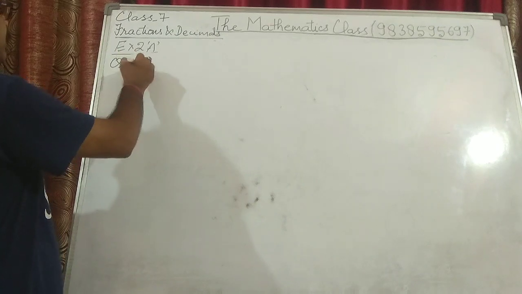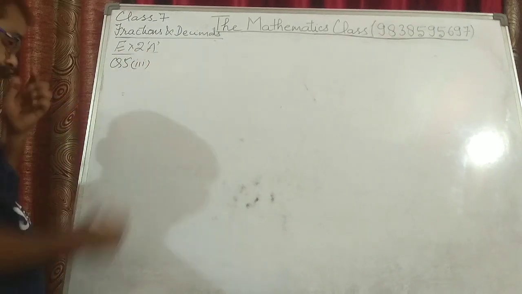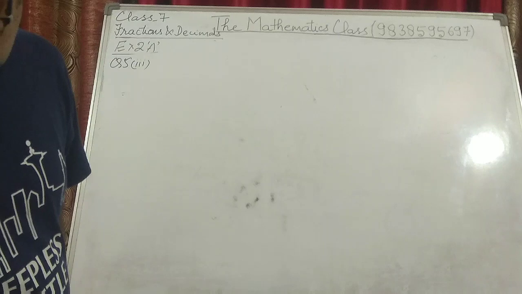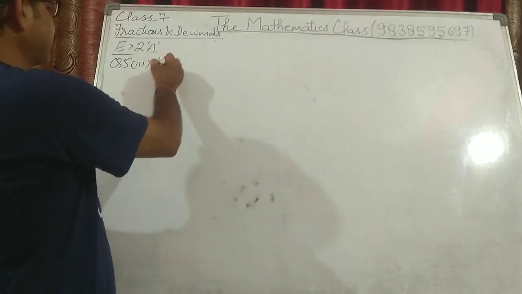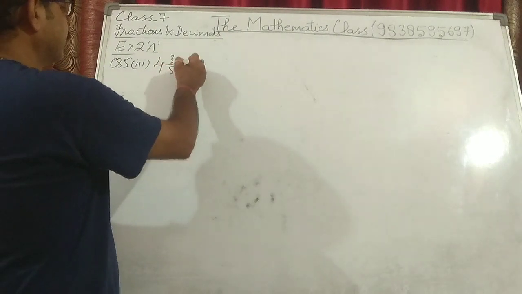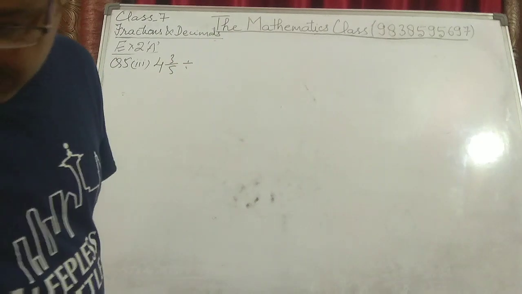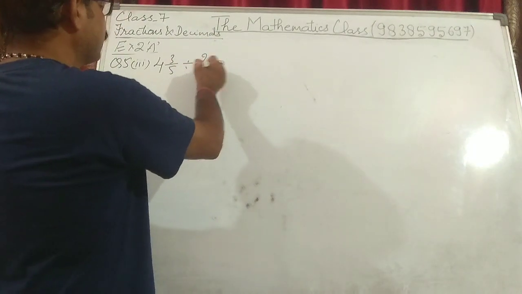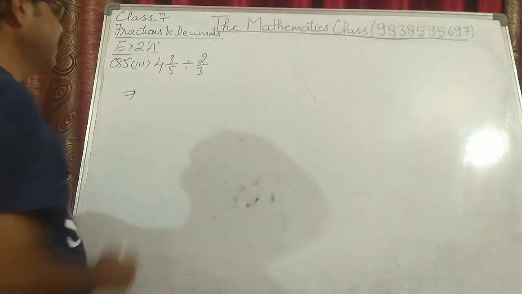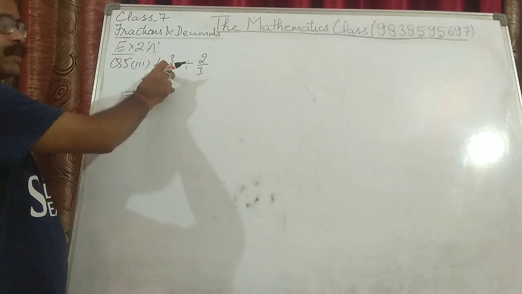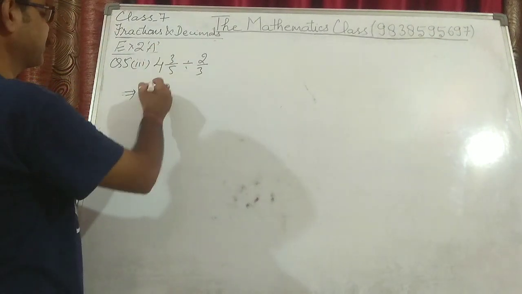Question number 5, third part. In this, it is 4 whole 3 upon 5 divided by 2 upon 3. Now, just now we have studied that first of all we convert into improper fraction. 4 fives are 20 and 3 is 23.